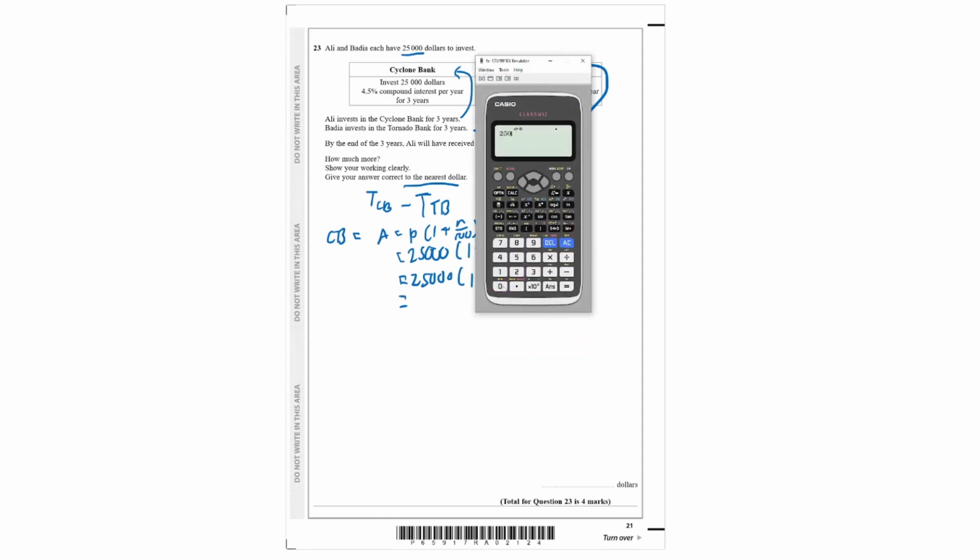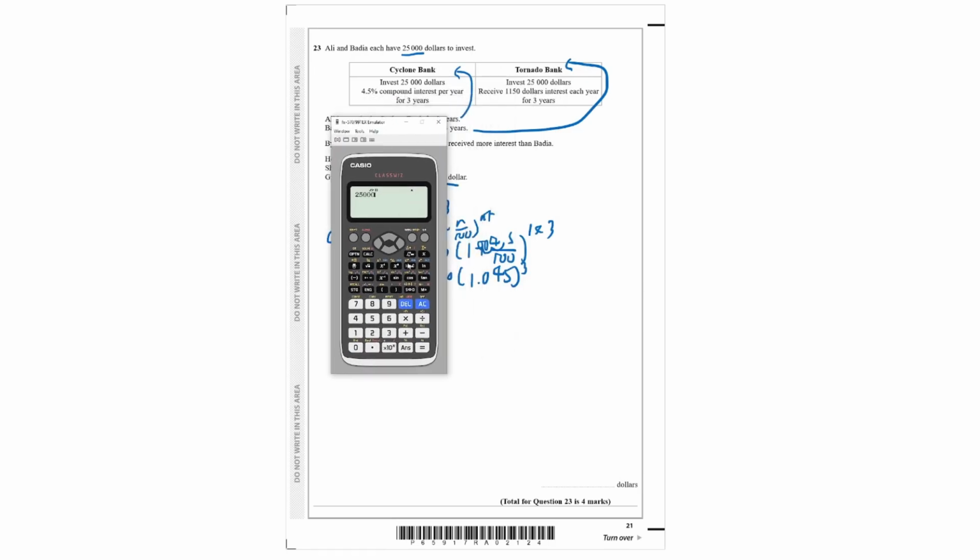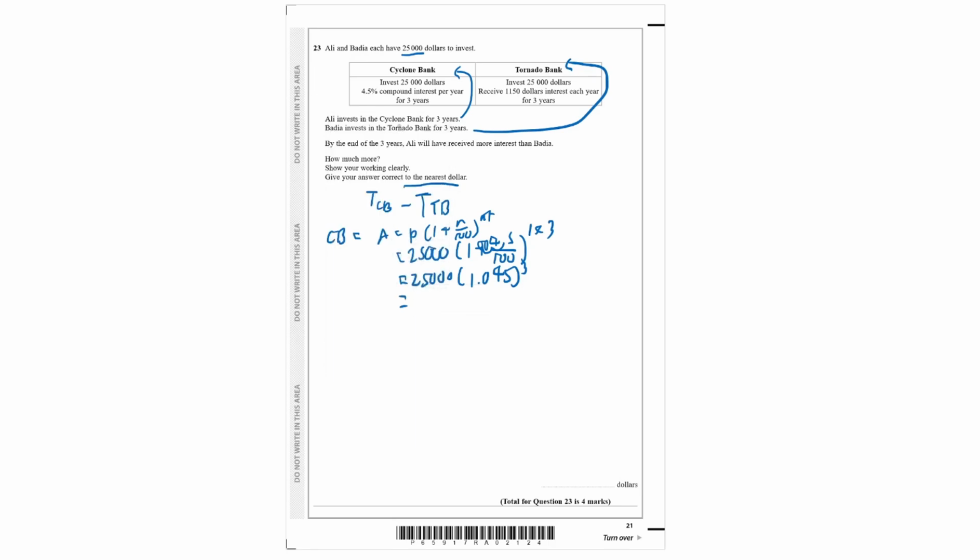We have 25,000 times 1.045 to the power of 3. And we get 28529.15. Moving on, we can find what Tornado Bank is.